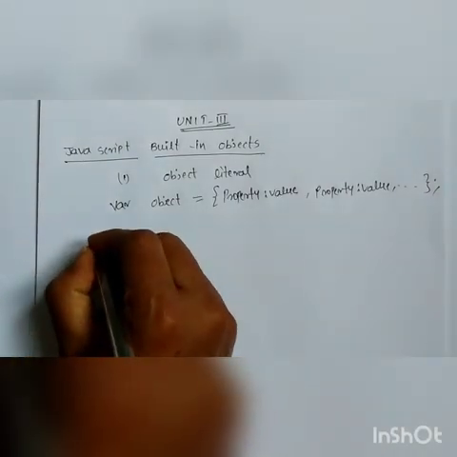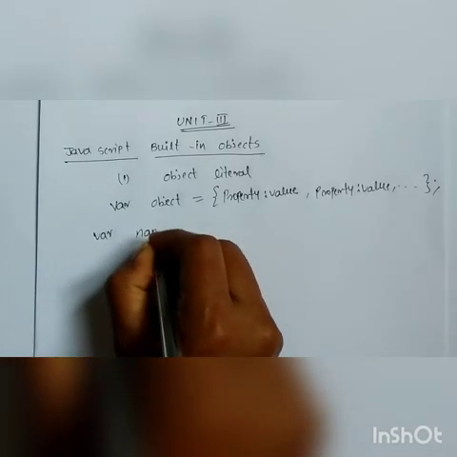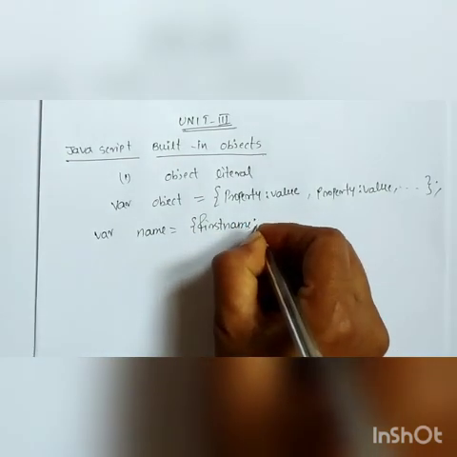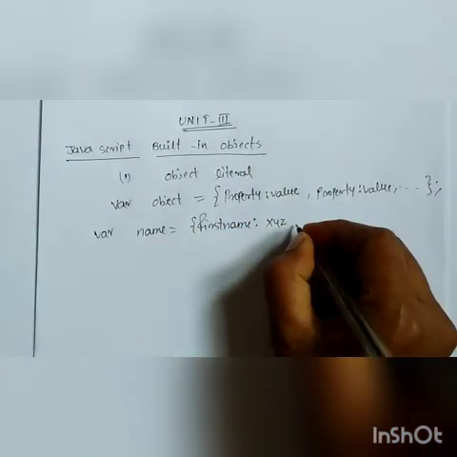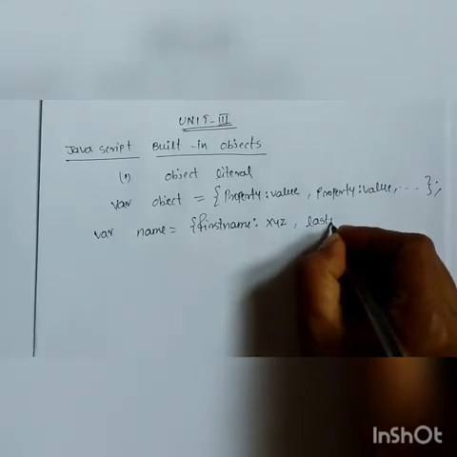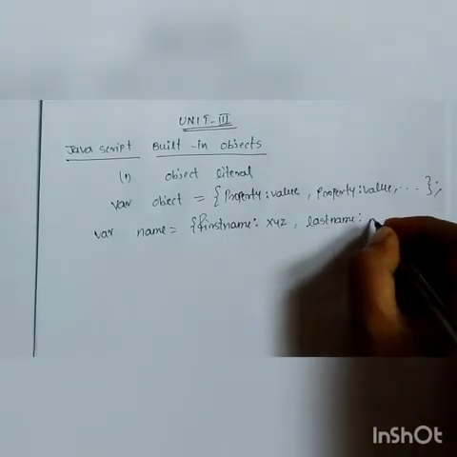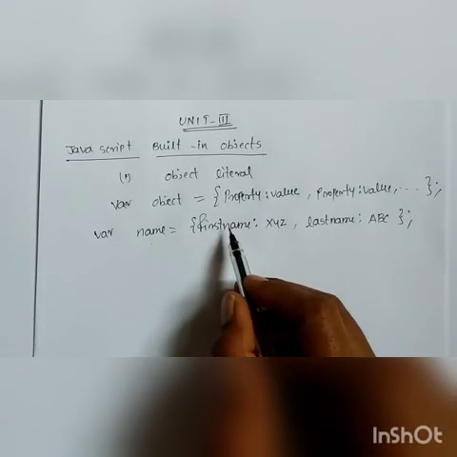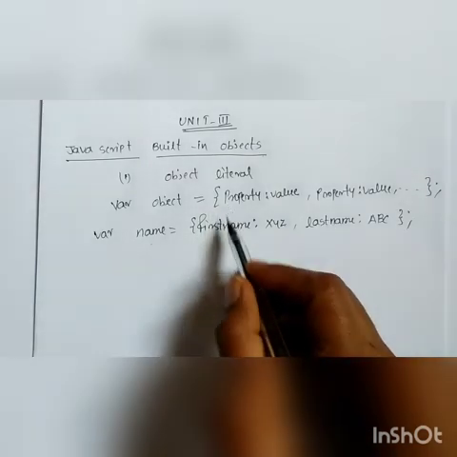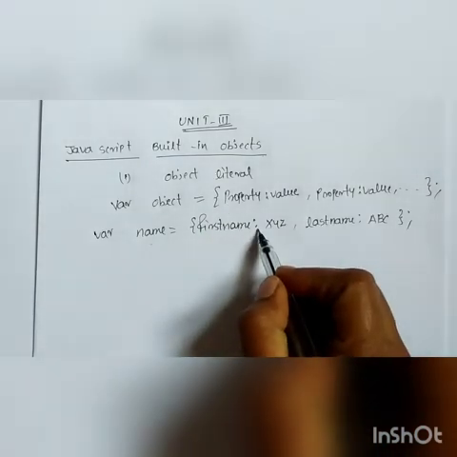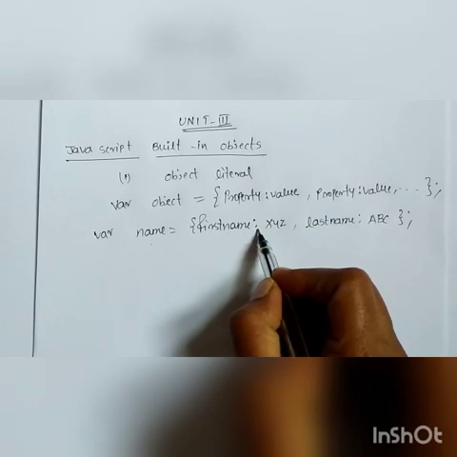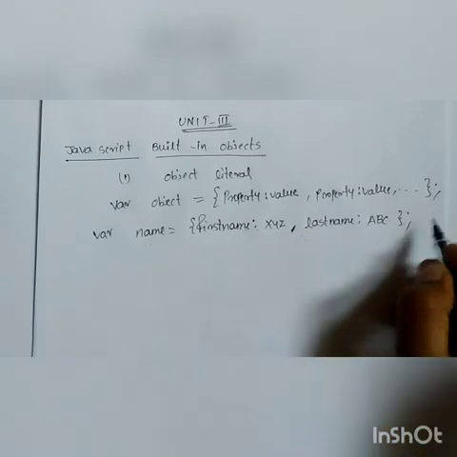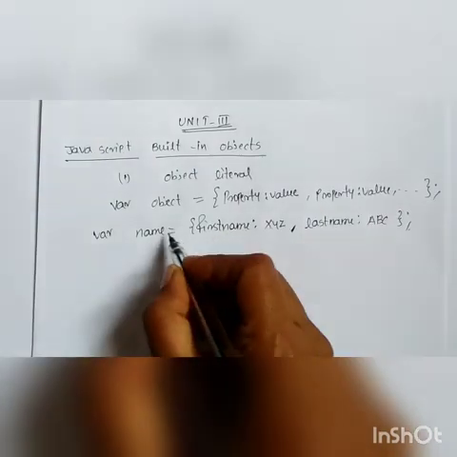Let us take one example, where name is equal to property name. First property, first name, and you can write some first name value. Next another property, last name, with some value. So here name is an object. It has two properties, first name and last name. Each property has a value. Properties and values are separated by colon. All properties are separated by commas, and it ends with a semicolon. So this is one object called name.